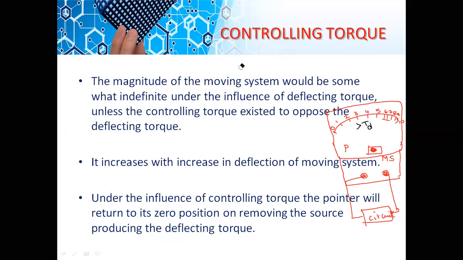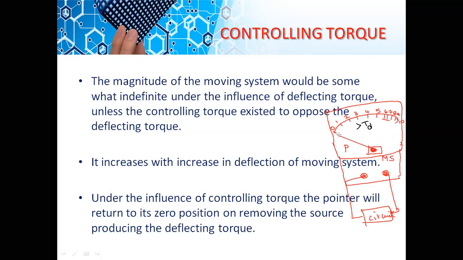So what we have to do is, when it is just moving, that means it will rotate like this. This is what we say indefinite motion. It is not definite that the pointer will stop somewhere, so that we can take some reading over it. So for that, there should be some torque which opposes the deflecting torque, and that torque would be controlling torque.